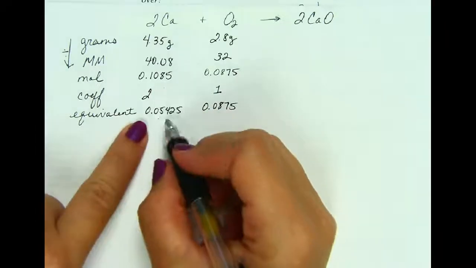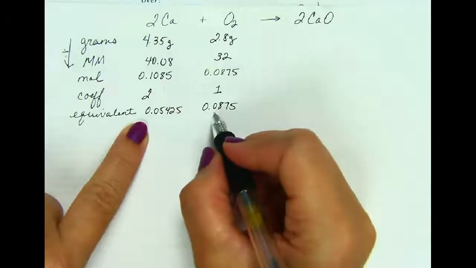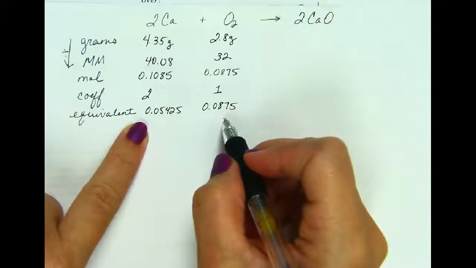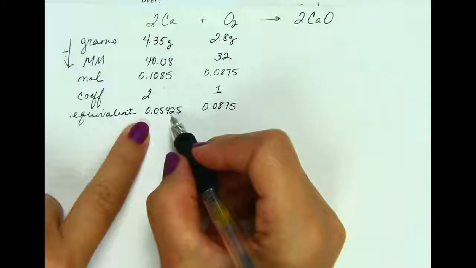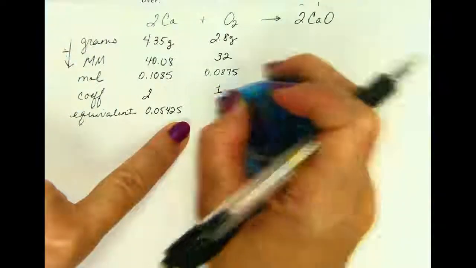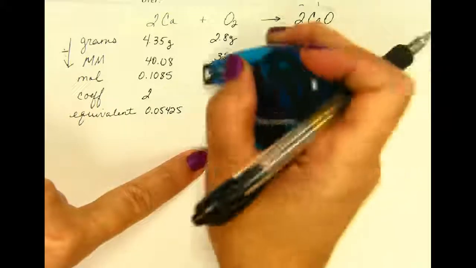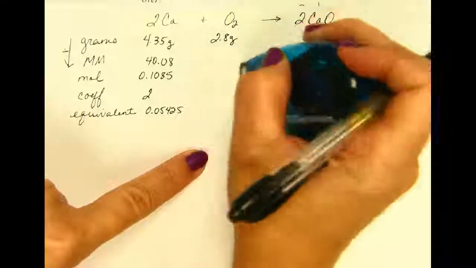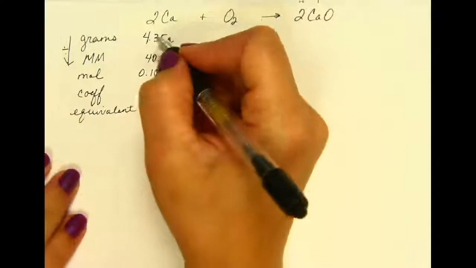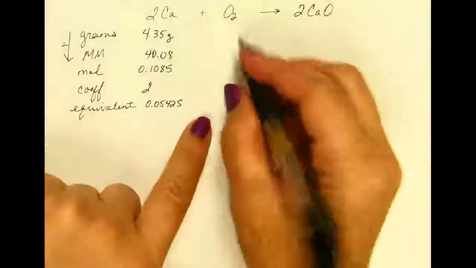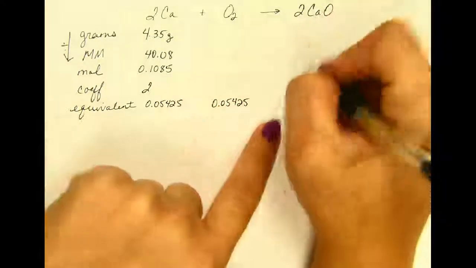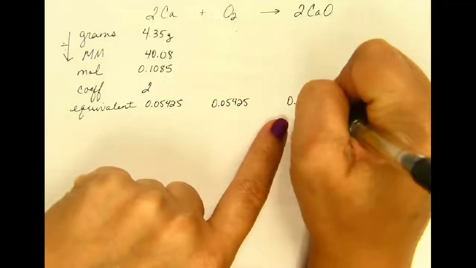So here I get 0.05425 versus 0.0875. The smaller of the two equivalents is going to be the true one. So since this one is smaller, that means this 0.0875 is no longer useful. And so I'm going to actually just get rid of all of this because that makes oxygen my excess reactant. Now that I know that this is my limiting reactant, the equivalent is the same for all of them. So this is equivalent to this much, and this is equivalent to the same amount.